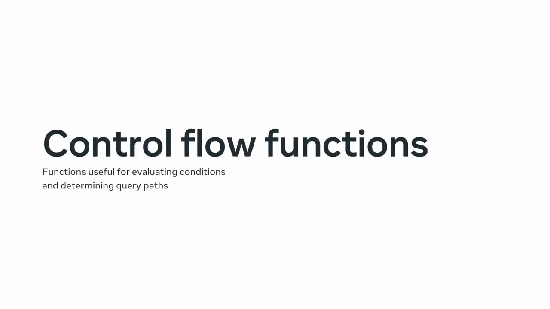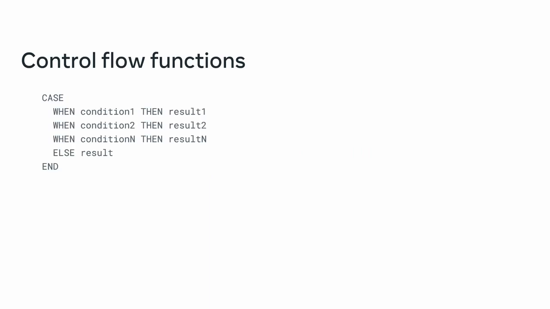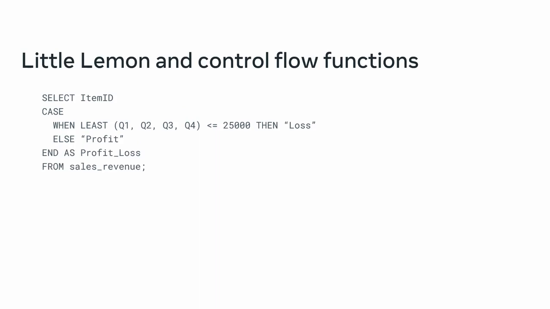And finally, there's control flow functions. Control flow functions are used to evaluate conditions and determine the execution path or flow of a query. For example, as you learned previously, the case function runs through a set of conditions within a case block. It then returns a value once a condition is met, or a null value if no conditions are met. Little Lemon often rely on control flow functions to determine which items on their menu are loss-making and which items have turned a profit.